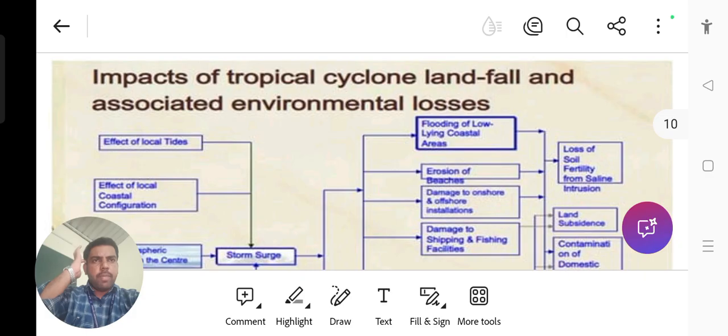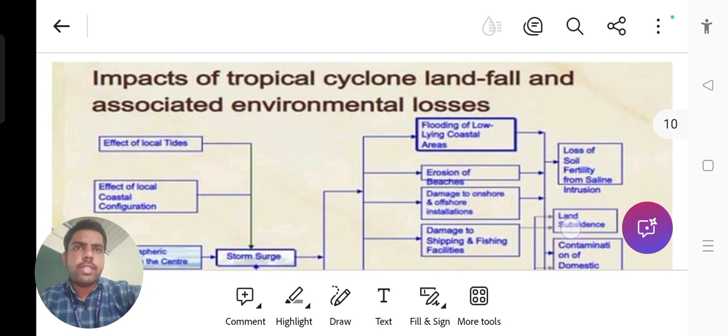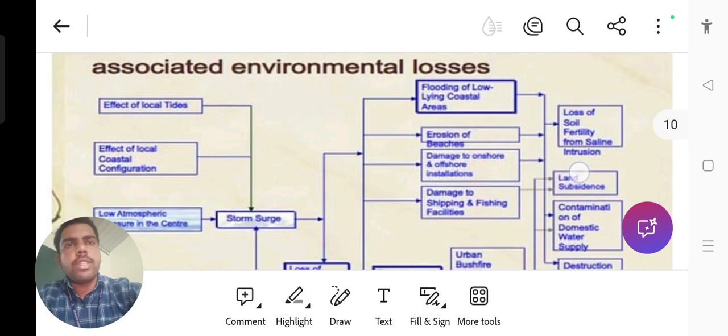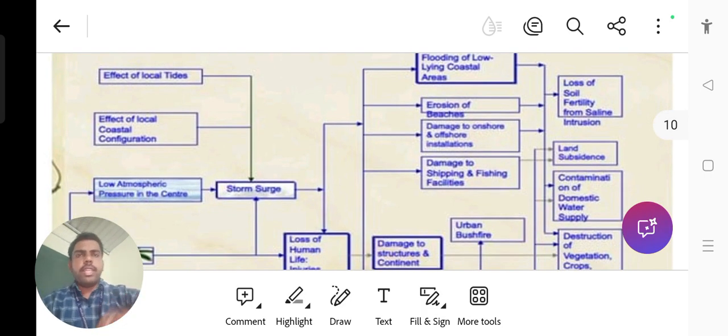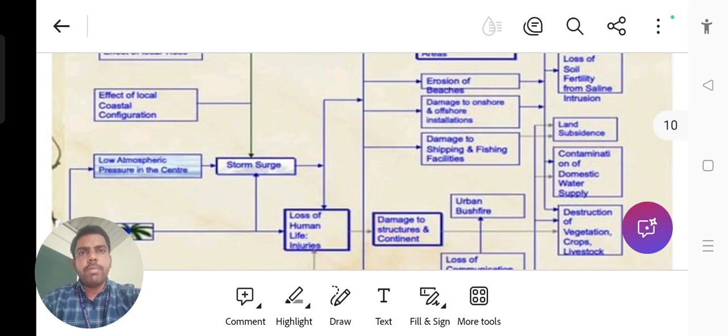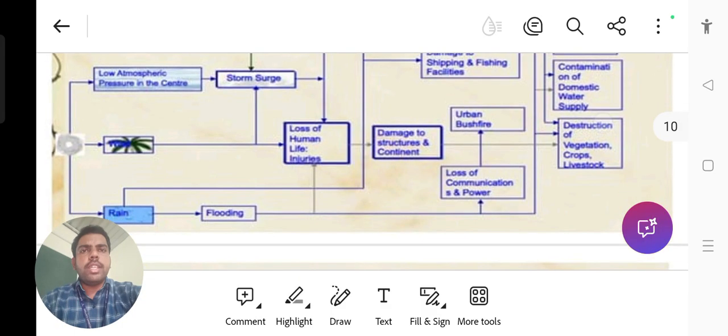And impacts of tropical cyclones, taking one example: what is the tropical cyclone? Landfall and associated environmental loss due to forming of a cyclone, effect on the local tribes, yes, that is the main effect. And the effect on the local coastal configuration due to cyclone, it is also direct assessment. And low atmospheric pressure in the center. What is the cyclone? Where the atmospheric pressure drops very low, that is the cyclone. In that situation, the cyclone will be formed.